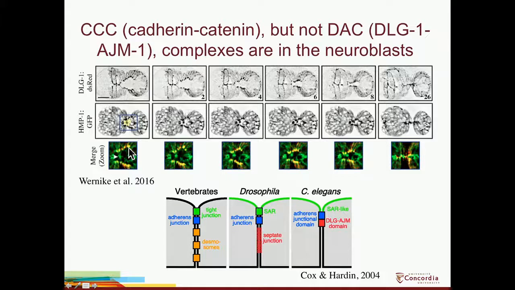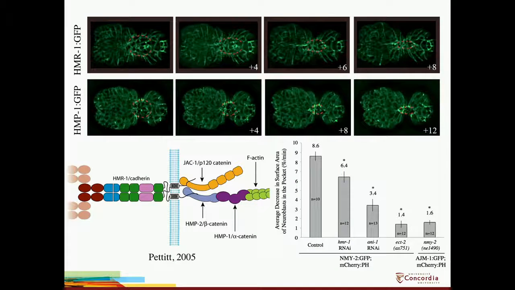And the alpha-catenin localized beautifully in the neuroblast, and we saw these central sort of accumulations that were highly reminiscent of what we had seen with myosin, whereas DLG-1 seems to be largely excluded from the neuroblast. So there could be some unique role for the CCC in the neuroblasts, where the AJM-1 complex is not required. So we also looked at E-cadherin, and we're just now starting to really investigate the cadherin-catenin complex in more detail. So this is really new data at this point.